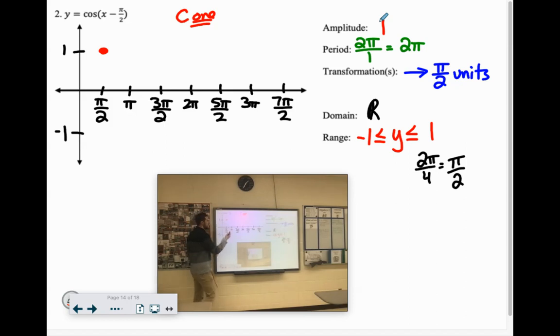Now we're going to dip down at pi to the center. We're going to dip down 3 pi over 2, we'll go to -1, back to center, up to 1, back to center, down to -1. So we can throw the curve on this.